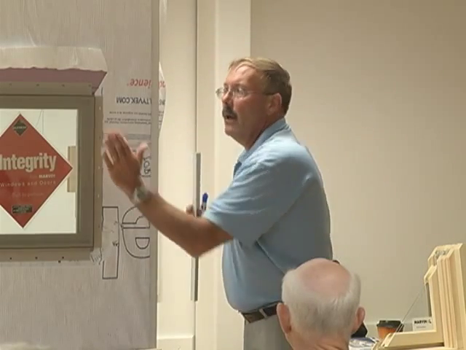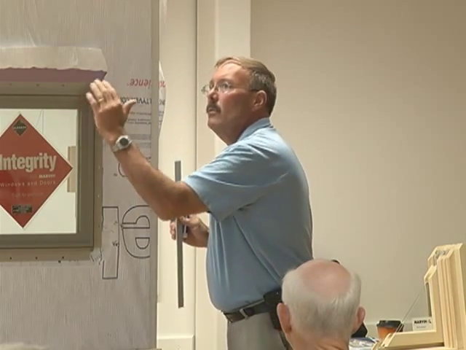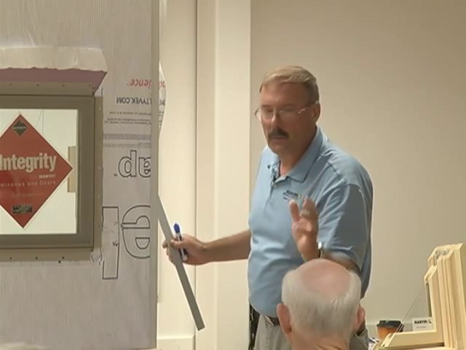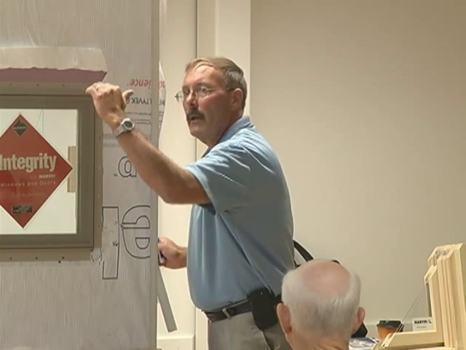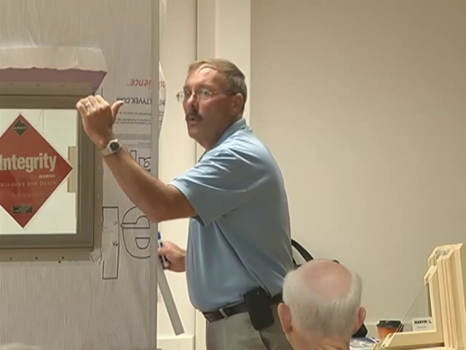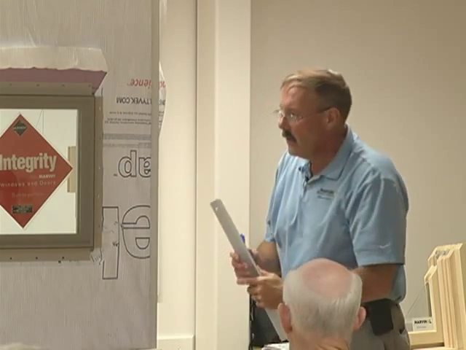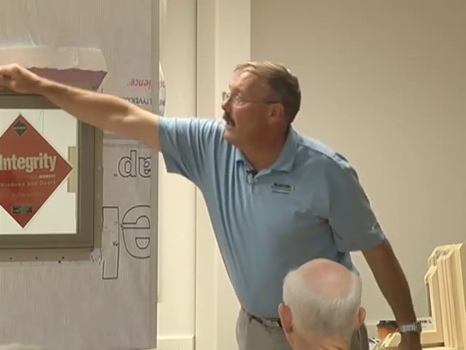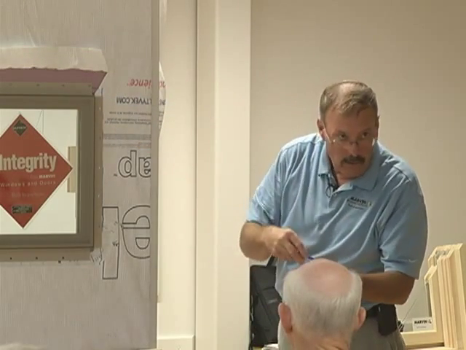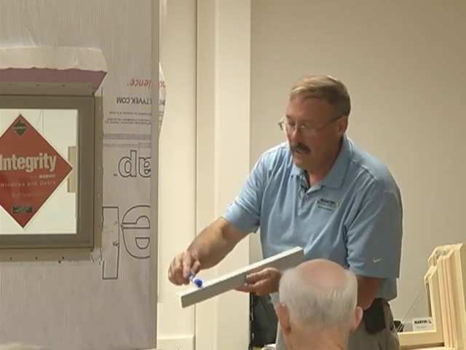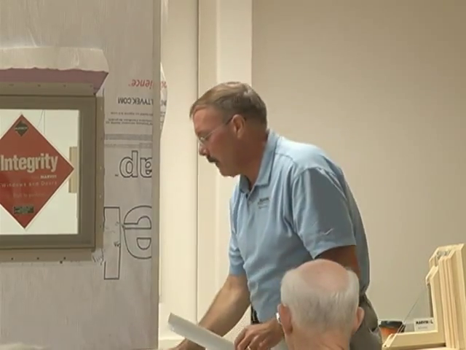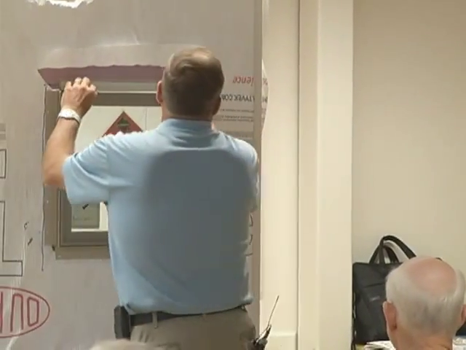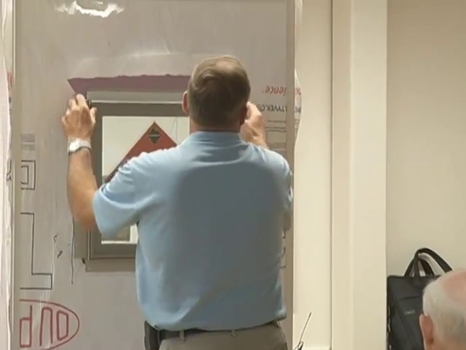Wind-driven rain can get under the drip cap and begin to, it's pressure-driven water is what it is. It can get under the drip cap and begin to drive its way up into areas. So we want to go ahead and caulk that either here or here. It does the same thing, and we want to caulk the back of it, and we want to apply it to the top of that window.